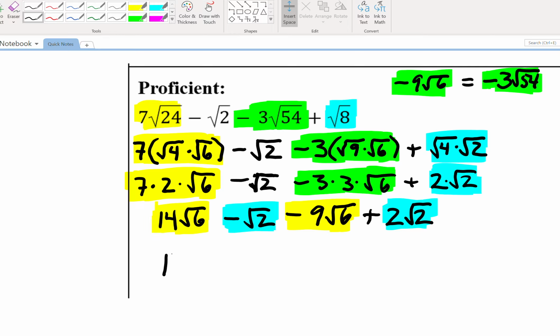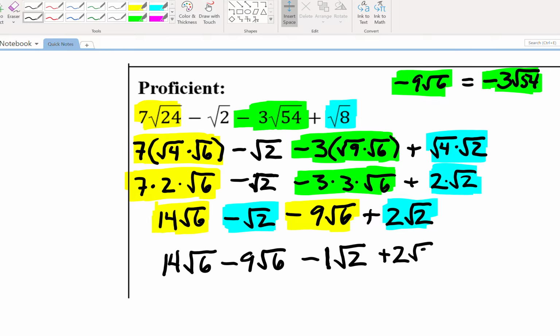I think it's nice to kind of bring them together. 14 square root of 6 minus 9 square root of 6. And then I've got minus square root of 2, and that's the same as minus 1 square root of 2. Most of the time I don't write it, but I am going to write it this time just so you can see how many roots of 2 we're talking about. Minus 1 plus 2 roots of 2.